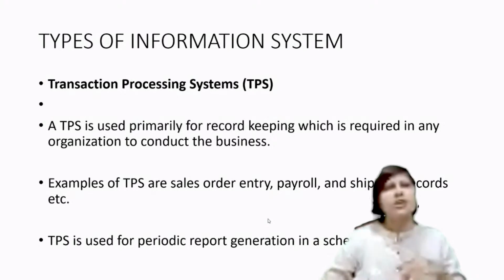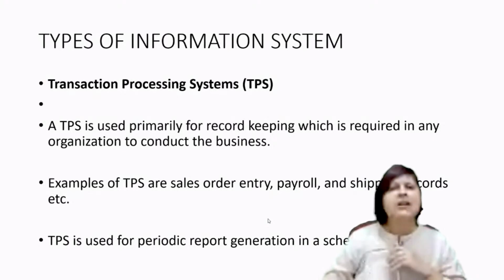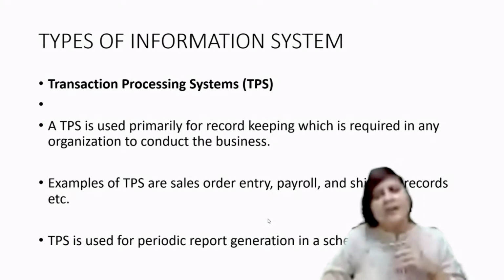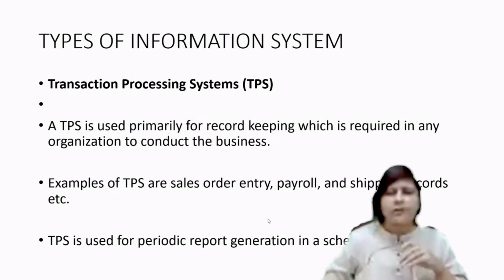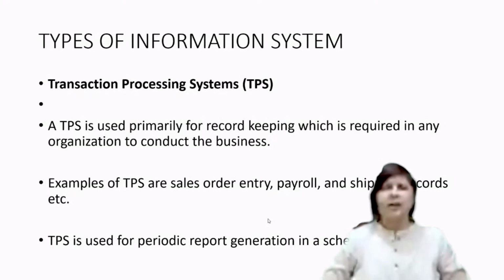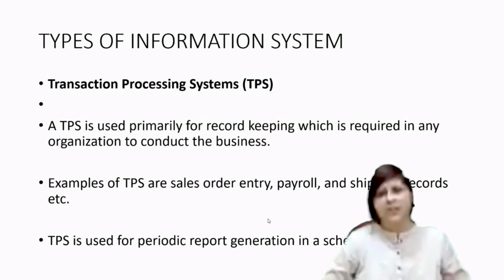There are various types of information systems. The first type is TPS. TPS is Transaction Processing System. What is TPS? TPS is basically used for record keeping, which is required in any organization to conduct the business. Like if I want to keep the records of payrolls, or of attendance or sales orders, that is TPS.